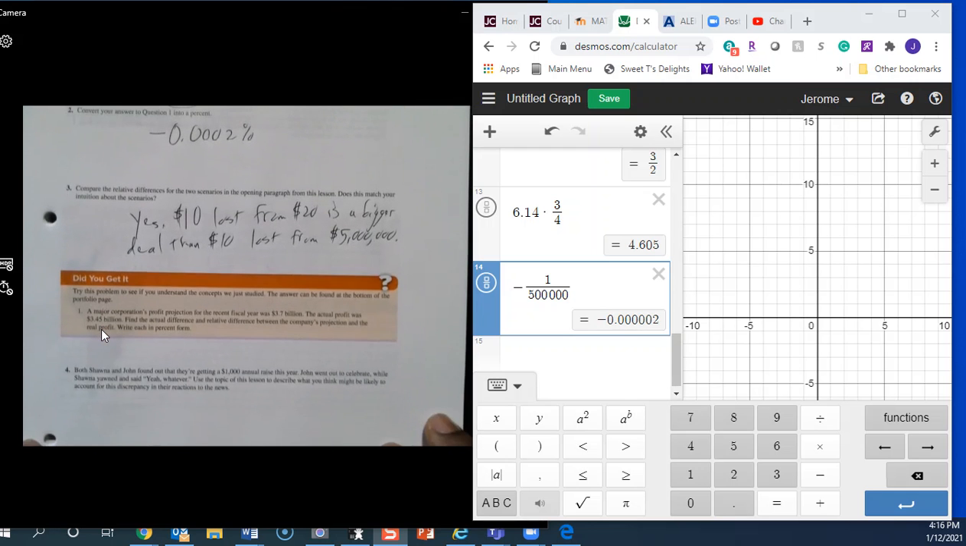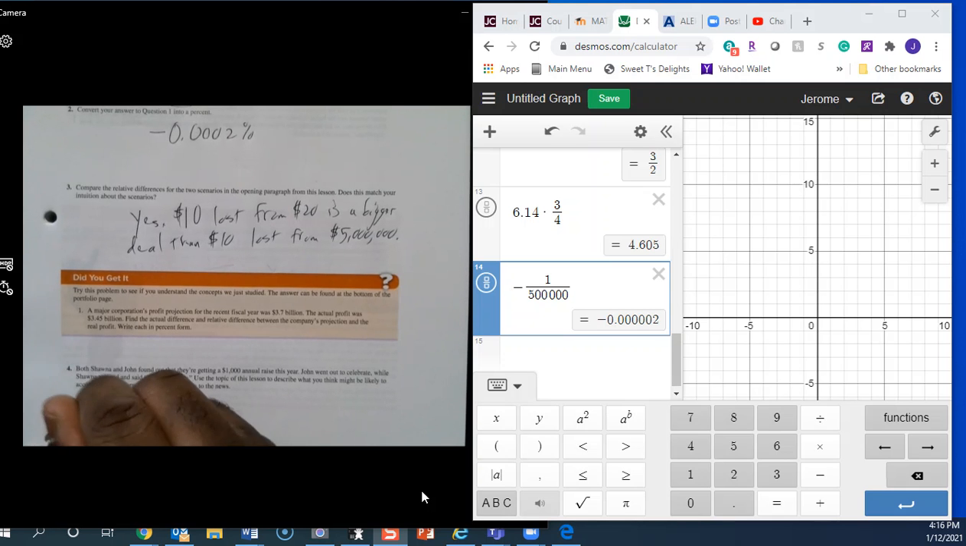Okay, now we go down here to number 4. It says, both Shauna and John found out that they're getting a $1,000 annual raise this year. John went out to celebrate, while Shauna yawned and said, yeah, whatever. Use the topic of this lesson to describe what you think might be likely to account for this discrepancy in their reactions to the news.